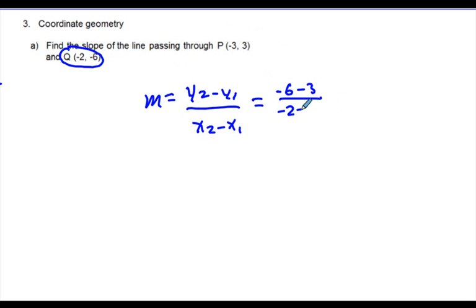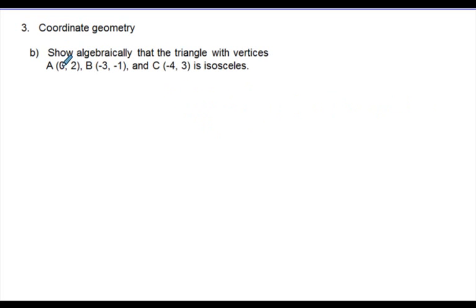-2 minus -3. And if we simplify this, we're going to get -9 in the numerator. In the denominator, we're going to get -2 minus -3, which is the same as -2 plus 3. So our slope between these 2 points is going to be -9. We'll make sure that's right. Yeah, that's right.